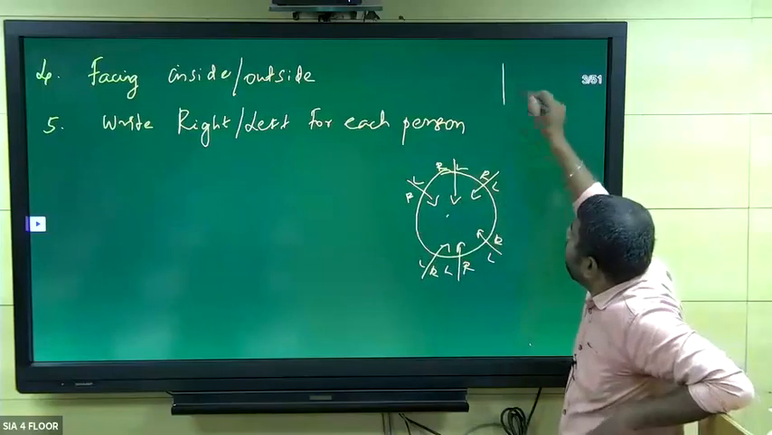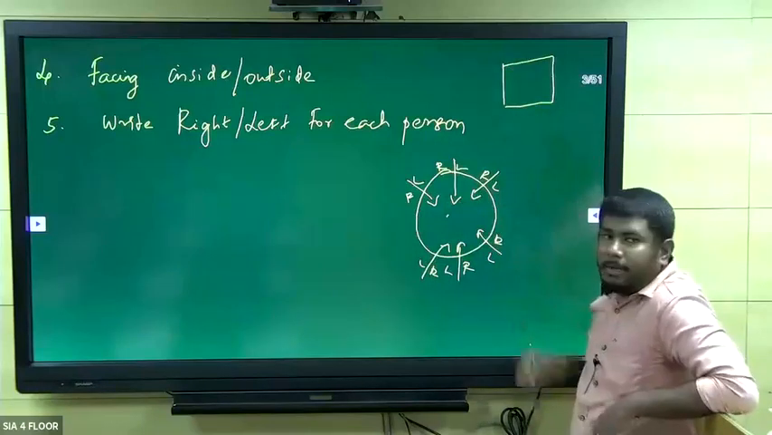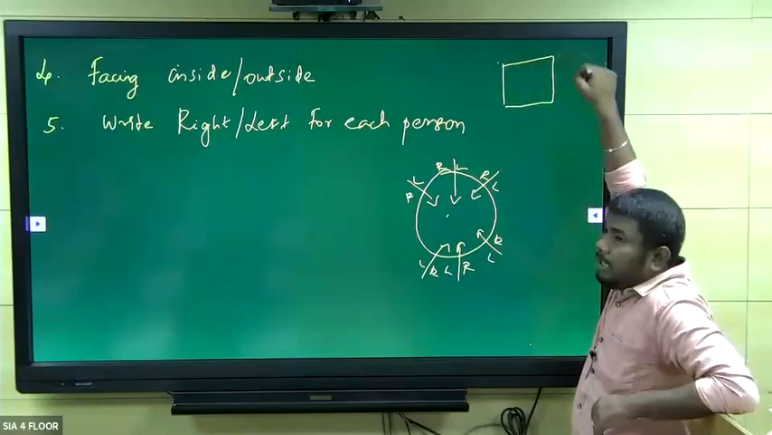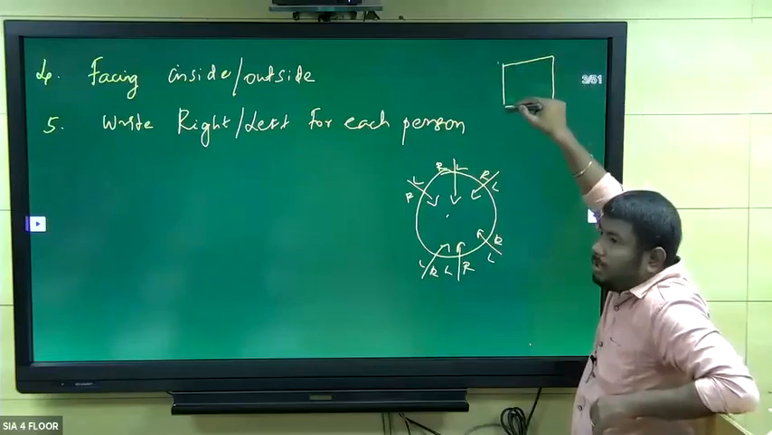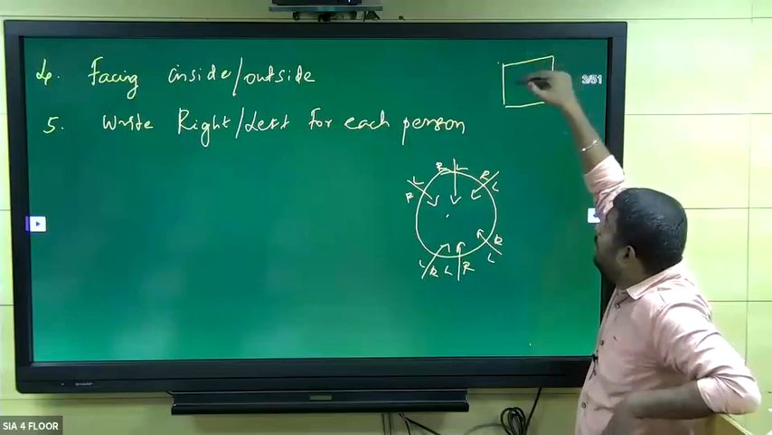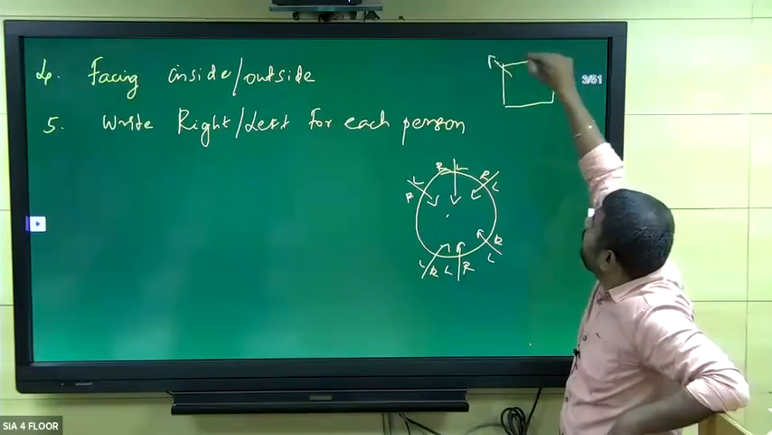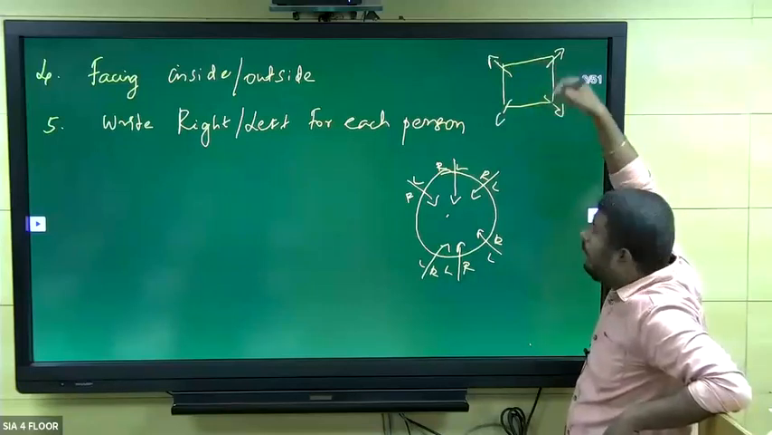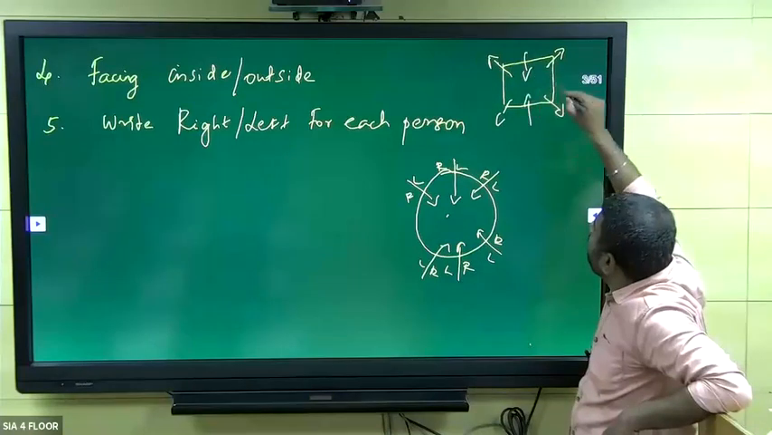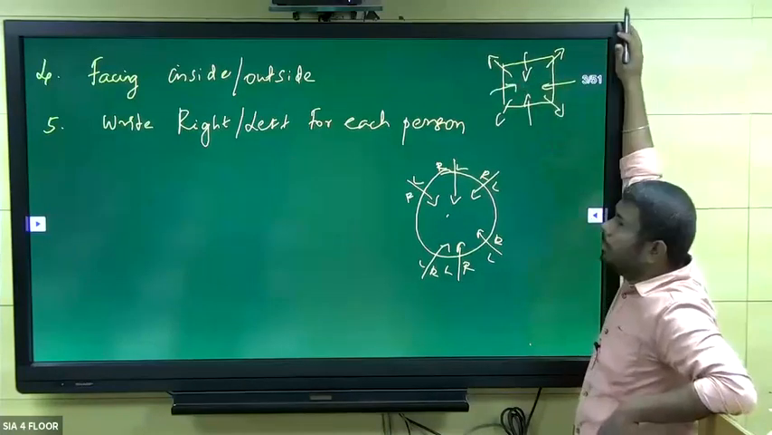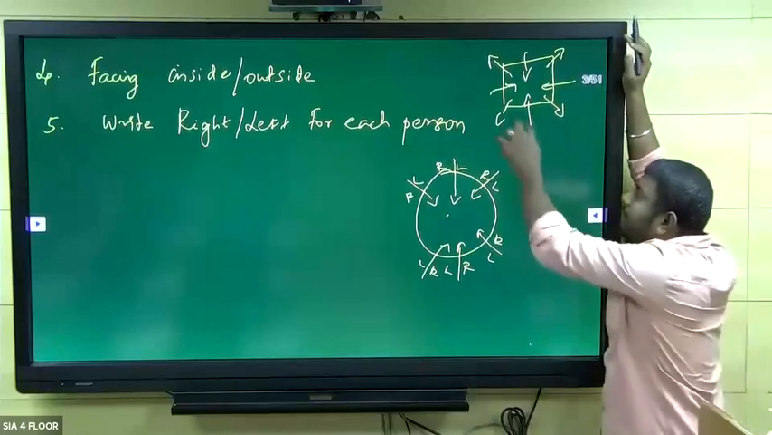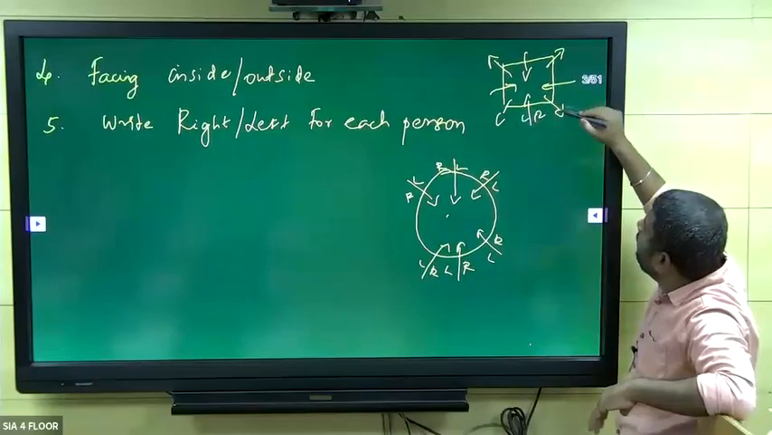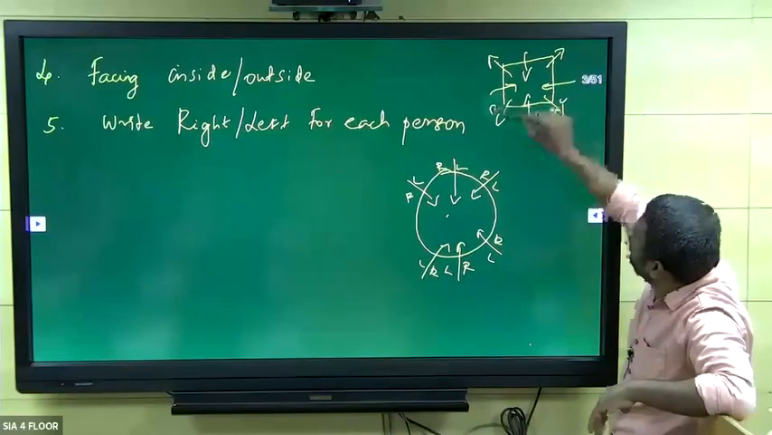So to convey this information, for example, listen here. I'm going to take a square table arrangement. So what is this? These four are corners, right? We have four corners here. The person who sits in the corner faces outside. The person who sits in the middle faces inside. Now tell me, for each and every person, direction will change. For this person, right and left will be like this, and for this person, right and left will be like this.